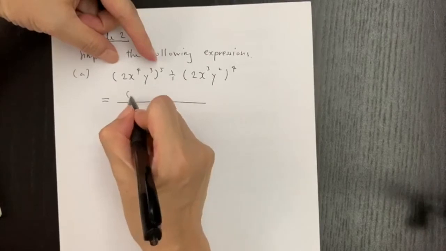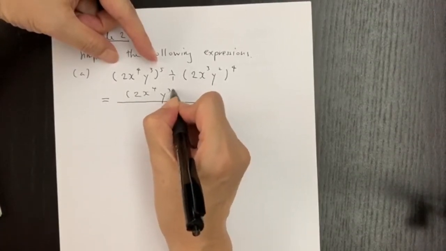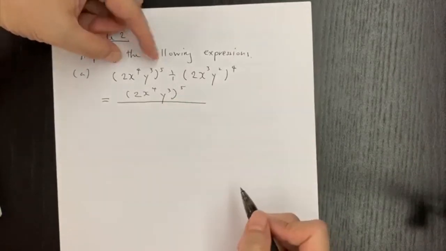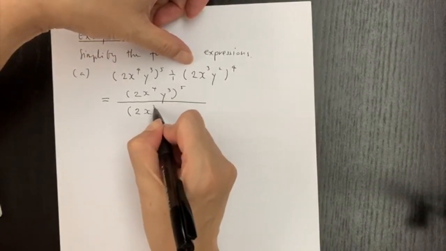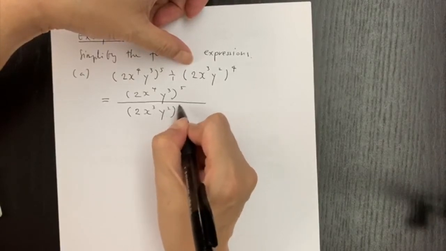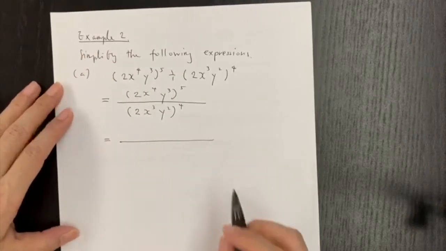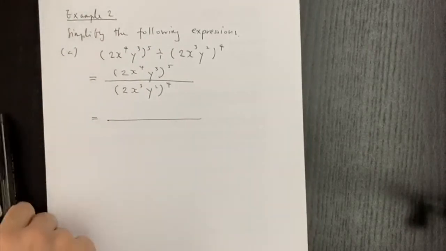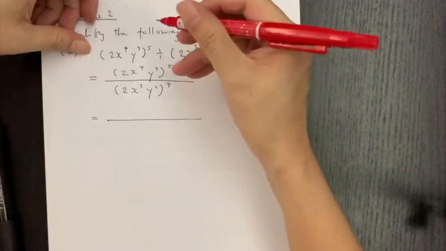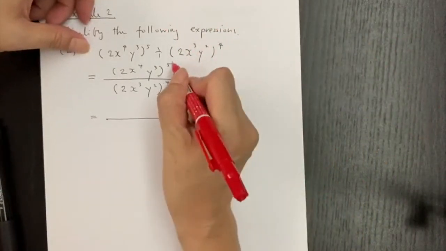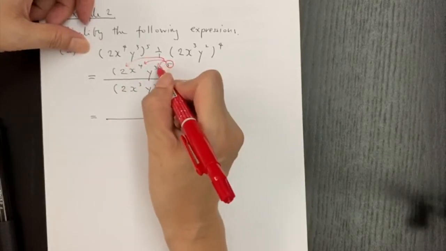Then we put this on top, so that will be 2x to the power 4 y to the power 3 all to the power 5. And at the bottom, 2x to the power 3 y squared and all to the power 4. Alright, so which index do we use? To expand this, don't forget the power 5, which applies to all of them.